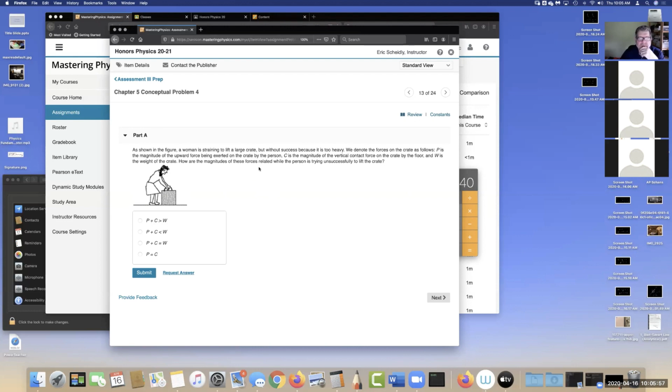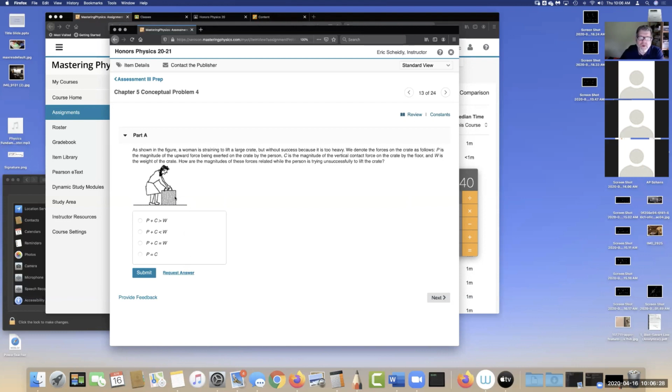Shown in the figure, a woman is straining to lift a large crate. Well, that's sexist. But without success, because it's just too heavy. We denote the forces on the crate as follows. P is the upward force being exerted on the crate by the person. C is the contact force. So C is actually the normal force in this case, and W is the weight of the crate. How are the magnitudes of these forces related while the person is trying unsuccessfully to lift the crate?